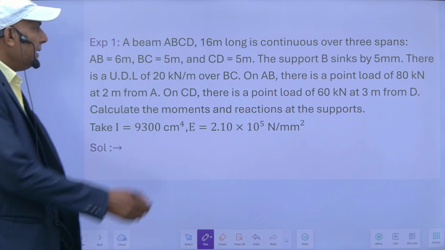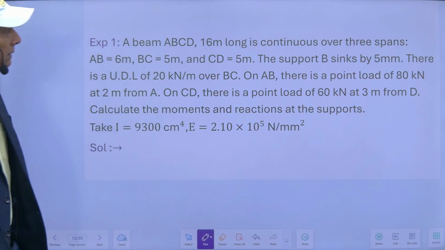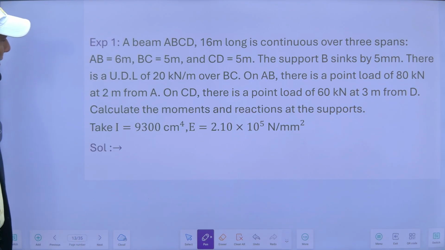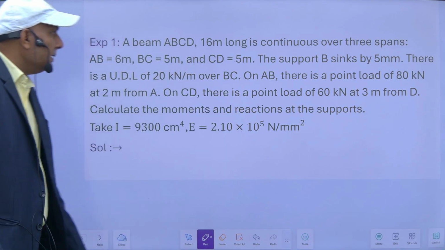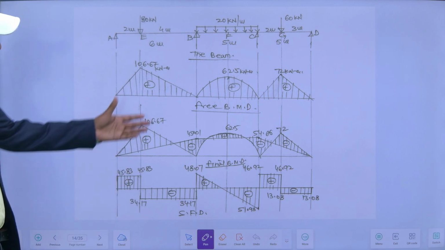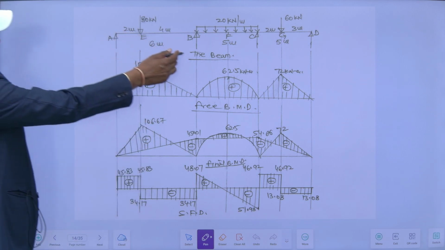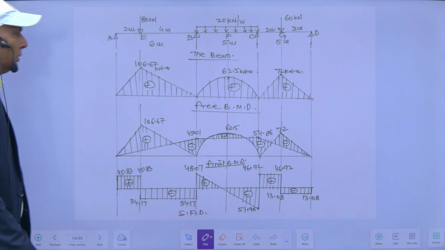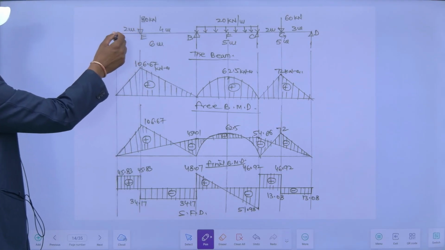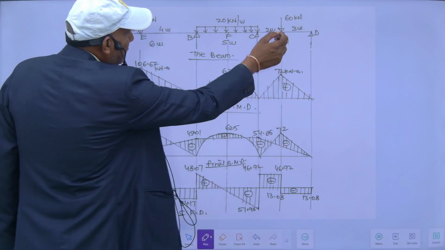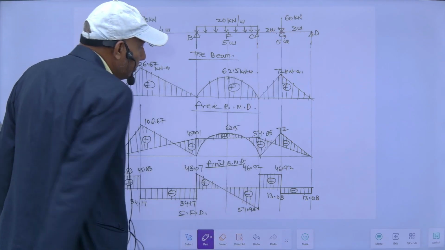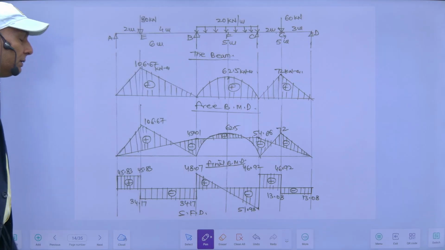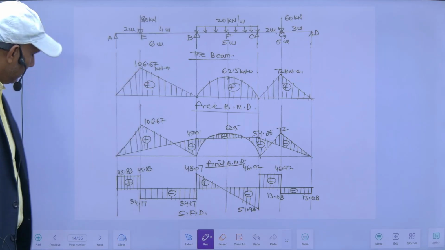A beam ABCD 16 meter long is continuous over three spans. AB is equal to 6 meter, BC is equal to 5 meter and CD is equal to 5 meter. So this is my beam, AB, BC and CD. There is a point load of 80 kilonewton which is 2 meter from here, and a point load of 60 kilonewton which is 3 meter from D, and BC carries a UDL of 20 kilonewton per meter intensity. So this is the beam.